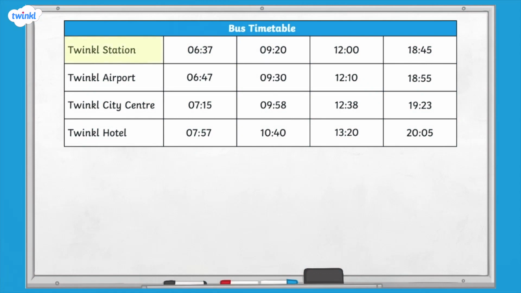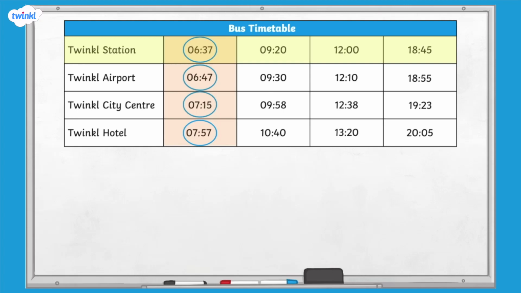Let's take a look at our first timetable, which is a bus timetable. A bus will leave Twinkl station at 6:37, 9:20, 12 o'clock and 18:45. If we got on the bus at Twinkl station at 6:37, it would arrive at Twinkl Airport at 6:47, Twinkl City Centre at 7:15 and finally Twinkl Hotel at 7:57.